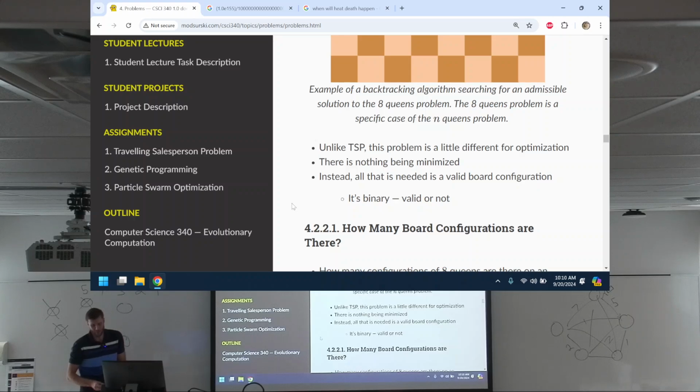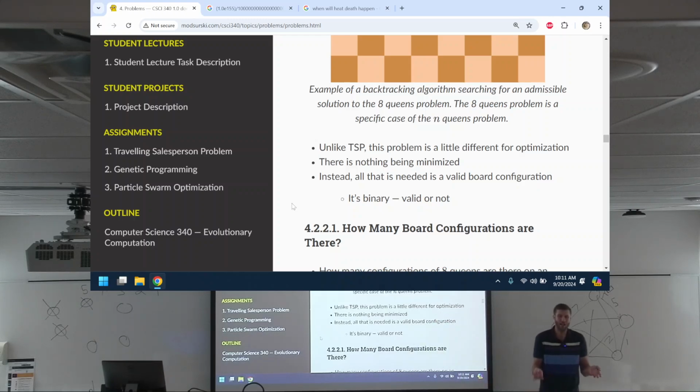So unlike TSP, this problem is a little different for optimization because there's nothing to be minimized. What's nice about TSP is it's possible to have two solutions with the same total length, but there's a reasonable gradient. If there's a lot of cities, each with their own weight, and you take all possible configurations and add them, there's going to be a lot of different possible total lengths, right? And there's a gradient: one that took 100 units of total distance and one that took 99, well, the 99 is better, it was less distance.